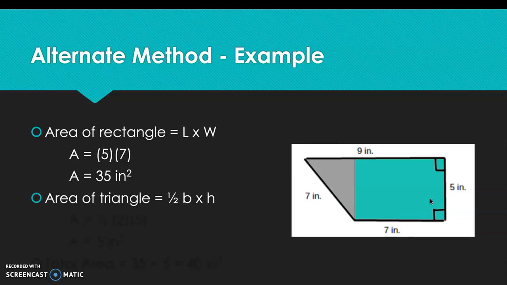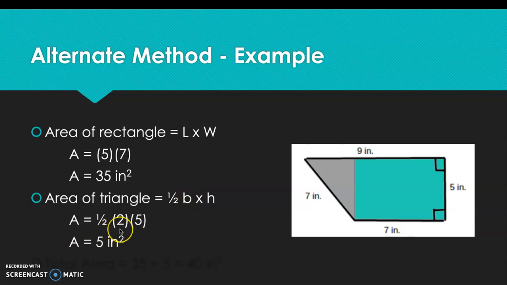The area of a triangle is 1/2 base times height. So the triangle, the base is here. It's not the full 9. We have to subtract the 7. 9 minus 7 is 2. And the height is not the 7. Remember, the height must make a 90-degree angle with the base, and so the height is 5 inches.